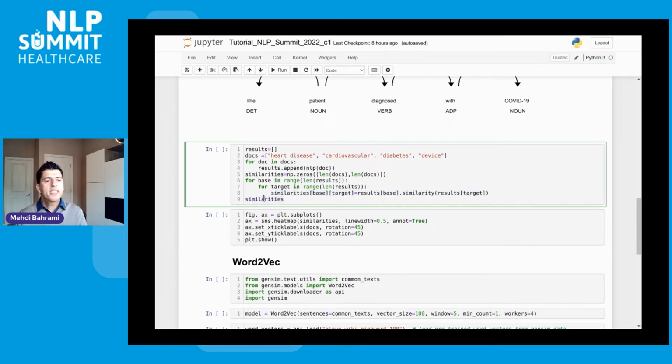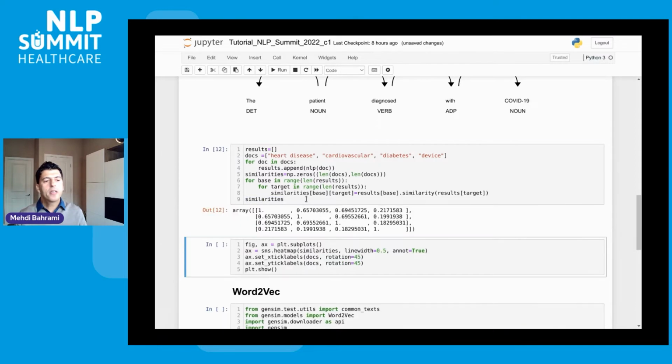So now let's say we produce the similarity for each pair. For example, we have heart disease. What would be the similarity of heart disease to cardiovascular, heart disease to diabetes? Then we generate a set of numbers. Now let's visualize that to see how it looks.